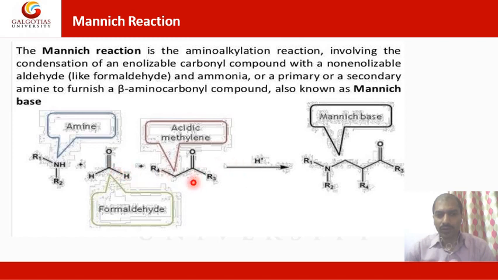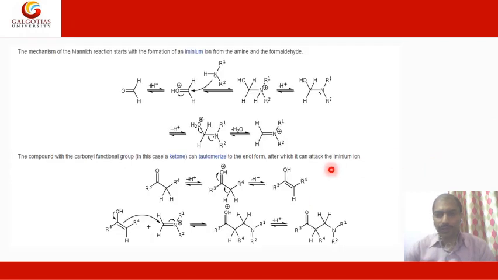By making the reaction between amines and formaldehyde, you can see here the Mannich base is produced during the intermediate, after which acidic methylene compounds will also be taken up during the course of the reaction. If you see the mechanism of the Mannich reaction, it starts with the formation of an iminium ion from the amines and the formaldehyde. And there is the ketone, which reacts with the H ions present over here.